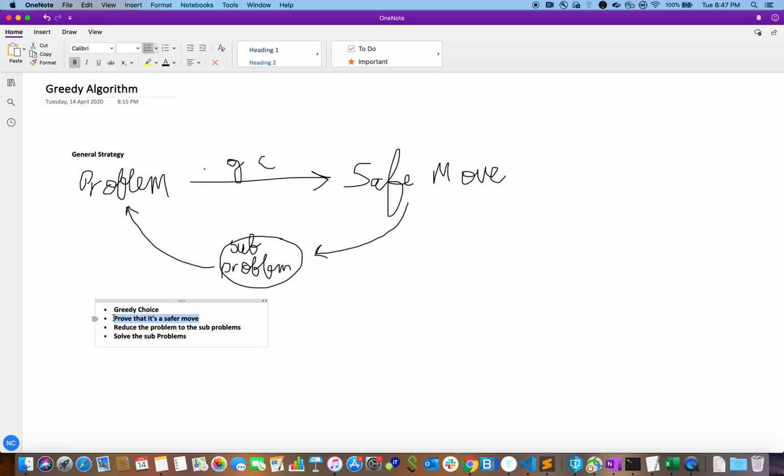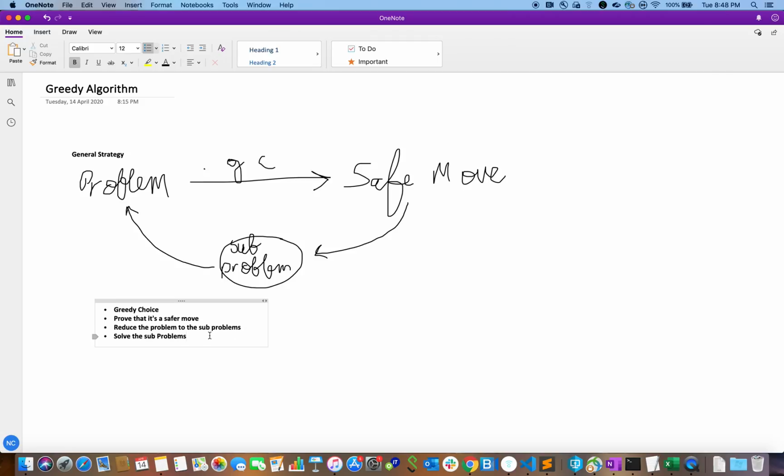So in order to prove that, in the problem we might be given some constraints, the input constraints as well as the problem direction in which we need to solve the problem. In the greedy choice, we need to check whether we are meeting those constraints or not. And after proving this, we need to reduce the problem into the subproblems which I talked about. We need to break the problem into minor pieces and solve them independently.